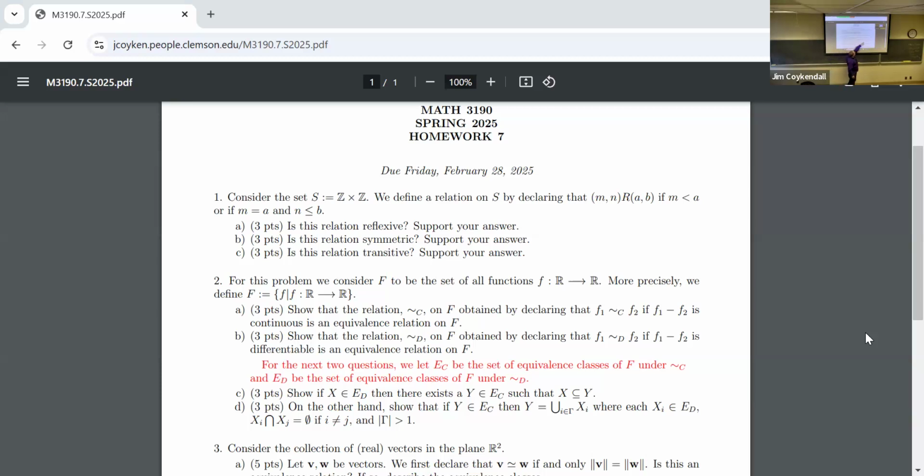Show that twiddle D, where we say that two functions are related if their difference is differentiable, is also an equivalence relation. So we're going to learn some of these words presently, probably today. For the next two questions, let E_C be the set of equivalence classes of F under the first relation, and E_D the set of equivalence classes under the second. Show that if X is in E_D, then there's a Y in E_C such that X is contained in Y. And on the other hand, show that if Y is in E_C, then it is a union of a bunch of equivalence classes from E_D.